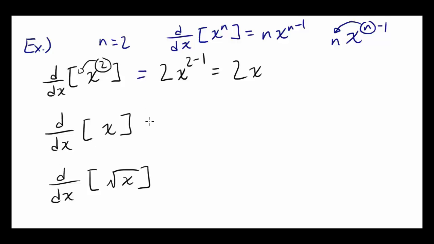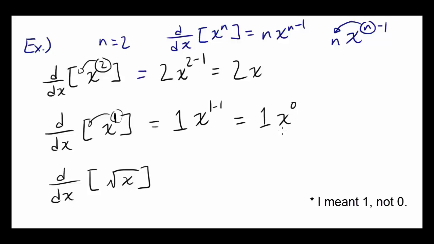Now let's look at the second one. Derivative with respect to x of x, or x to the first power. You're going to drop this 1 down, which is going to be 1 times x to the 1 minus 1 power, or 1 times x to the 0 power. And since anything to the 0 power, except for the case when x is 0, is 1, you can think about this as being 1 times 1, or 1.